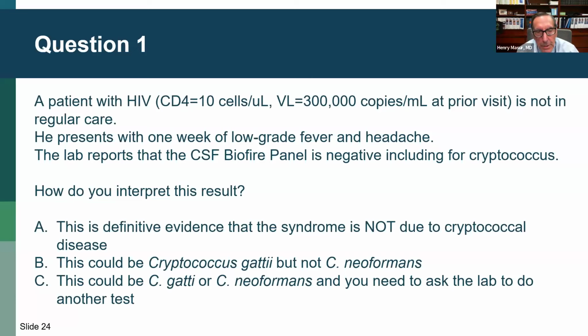This is definitive evidence that the syndrome is not due to cryptococcal disease. This could be Gattii, but not neoformans, or this could be Gattii or neoformans, and you need to ask the lab to do another test. So let's see quickly how you respond to that. And it looked like from one of the pre-tests that you have a good idea of how to make the diagnosis of cryptococcal disease.